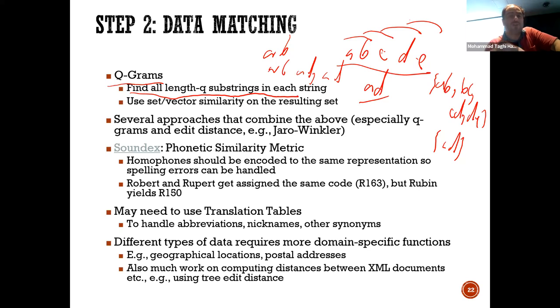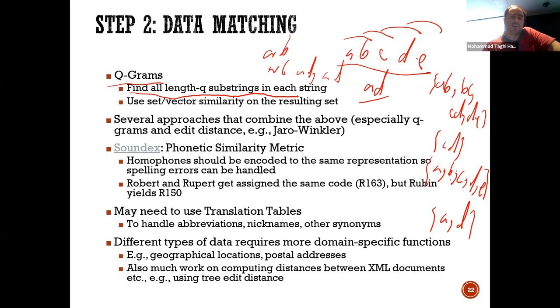Sometimes if you consider the strings as qgrams, q can essentially be any number. A 1-gram would be essentially A, B, C, D, E, each of them. So if you consider 1-grams here, it would be the set which has A, B, C, D, E. This is the first one, then the second one is A, D. Good. So then you can compare these sets.